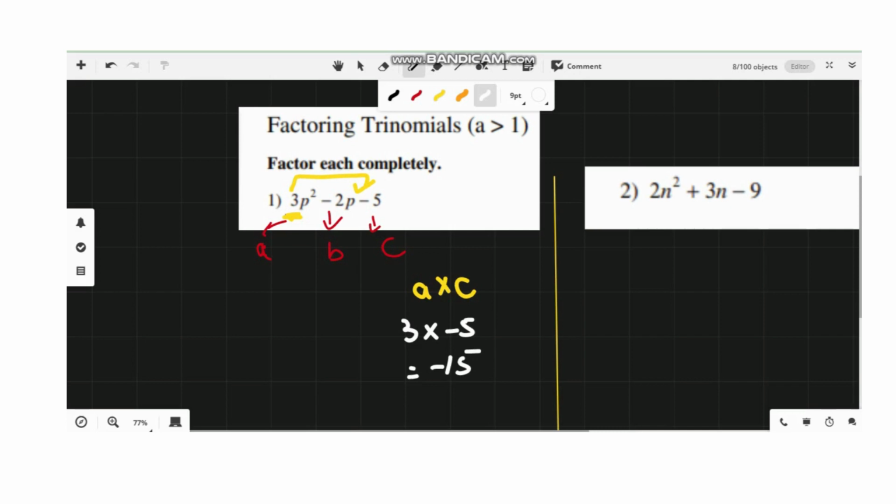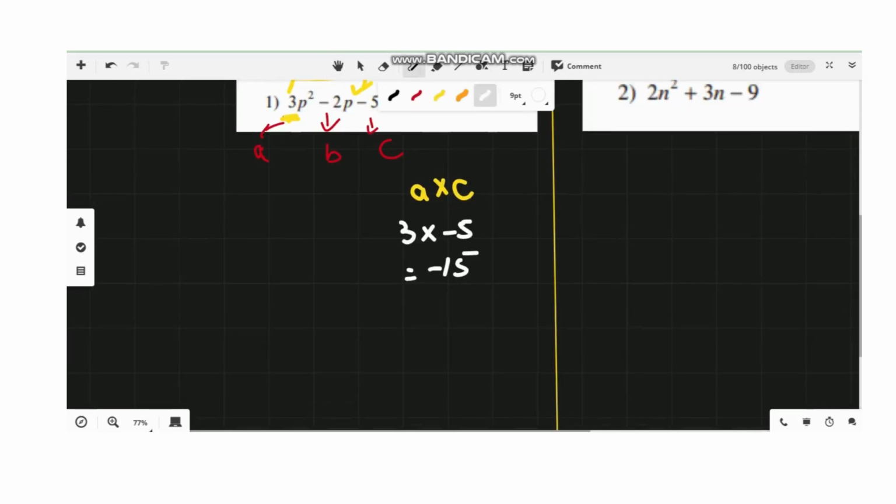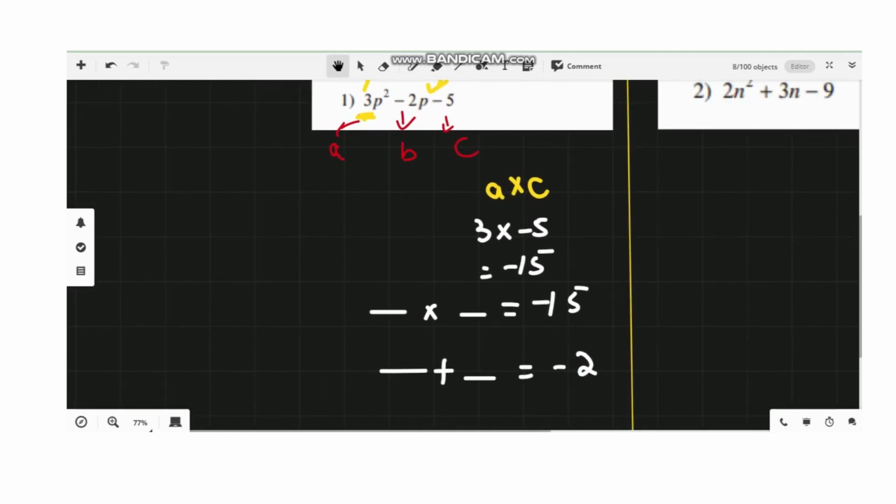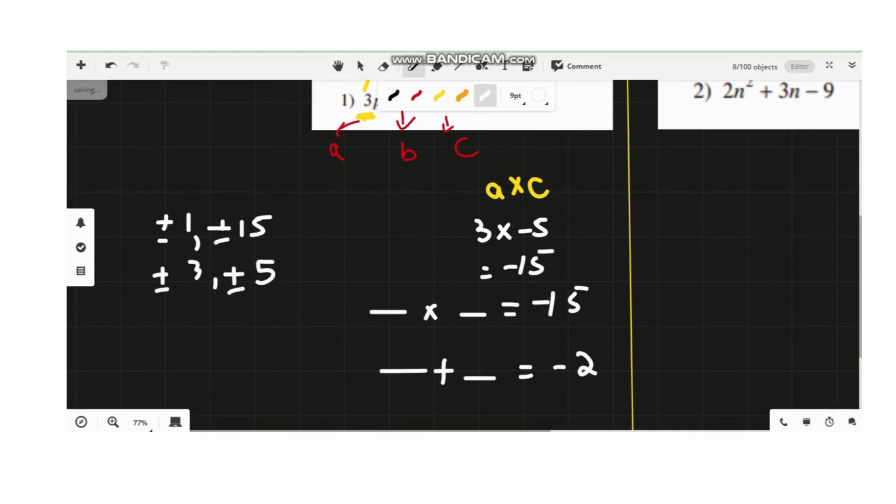Now we have to find two numbers that, when you multiply them, give negative 15, and when you add or subtract them, give negative 2. So what factors are possible for 15? Plus or minus 1 and plus or minus 15 are factors of 15, and plus or minus 3 and plus or minus 5 are also factors, because 3 times 5 is 15.